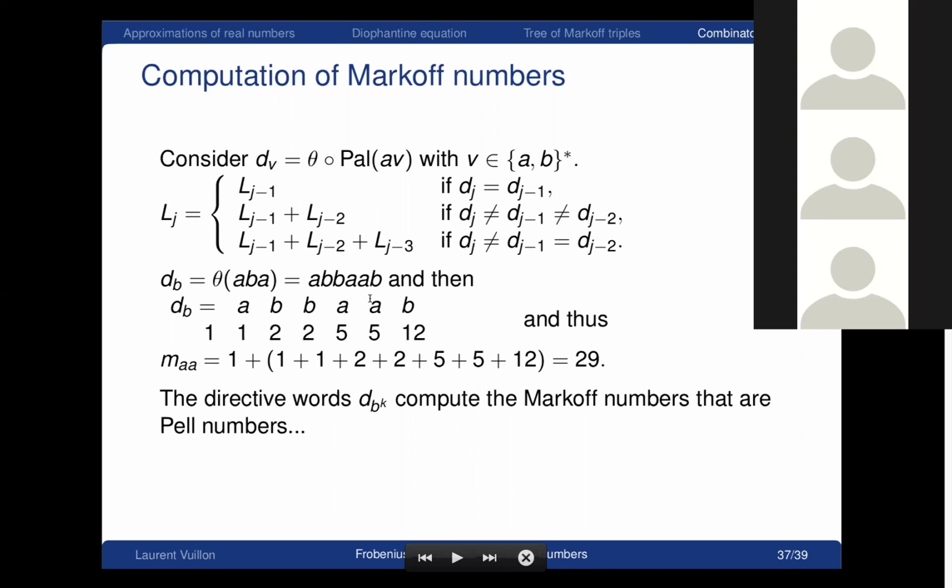Here you have the same letter in the directed word. So you take this 5, you put it here. Now in this position, you have a B, and this is distinct from A, and A is equal to A. So you use the third rule. So you have 5, 5 plus 2. So it's 12, and so on. So in fact, the directed words with AB to the power K are the directed words associated with Pell numbers, Markov numbers that are Pell numbers.